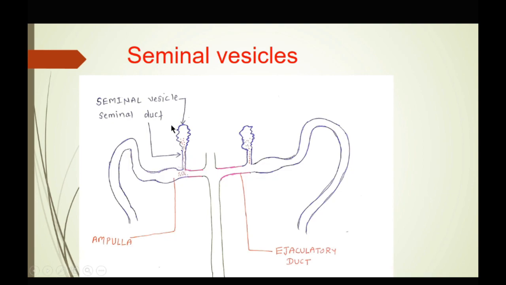So this is one seminal vesicle and this is the second seminal vesicle. So seminal vesicles are paired glands, and these are fibromuscular structures, made up of fibrous tissues and muscles. This is a sac-like or pouch-like gland, and this straight part of the gland is called the seminal duct or duct of the seminal vesicle. This part is called the ejaculatory duct, as labeled here.